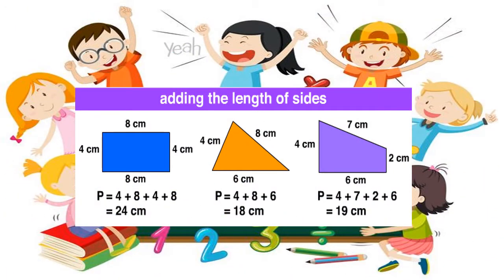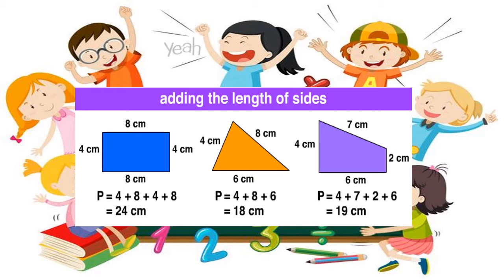Here are the examples of adding the lengths of the sides. You can see the first picture. A rectangle is there, 4 centimeter, then 8 centimeter, then 4 centimeter, and then 8 centimeter. Now how can we get the perimeter? If we add all these measurements, 4 plus 8 plus 4 plus 8 is equal to 24 centimeter. Now this is our perimeter.